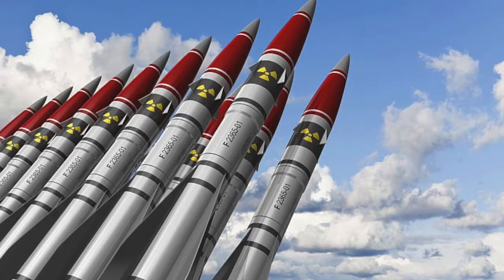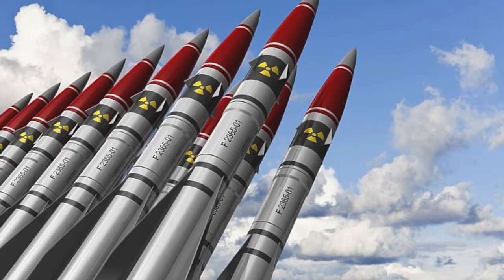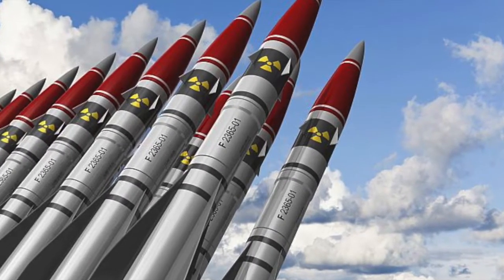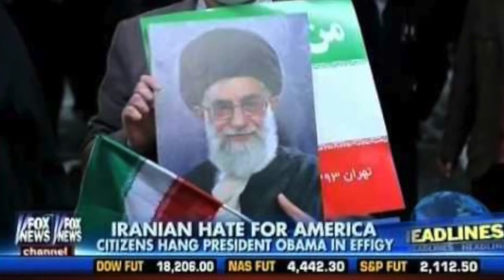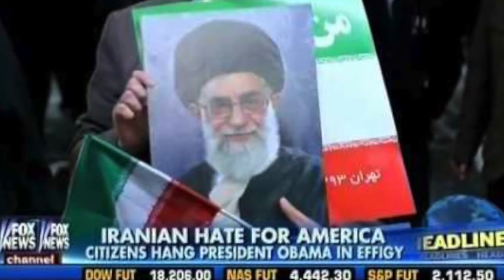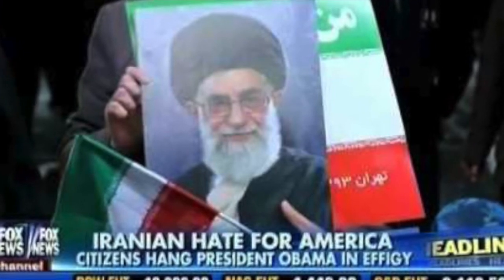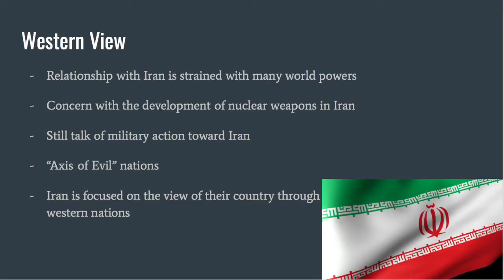Today, people are still concerned with the development of nuclear weapons within Iran, although they claim it is for peaceful reasons. From my main source, the war with Iran, it is clear to see that there is still talk of having military action against Iran to this day. George W. Bush labeled Iran as one of the axis of evil nations within the Middle East. They have seemed to focus on this label and seem to want to change their view of their country within Western nations. Some political scientists say that Iran should focus on furthering their own country instead of worrying about what the West thinks of their country.